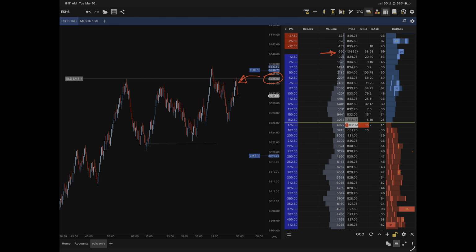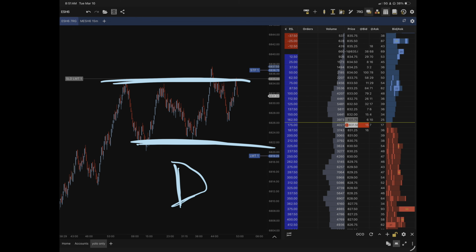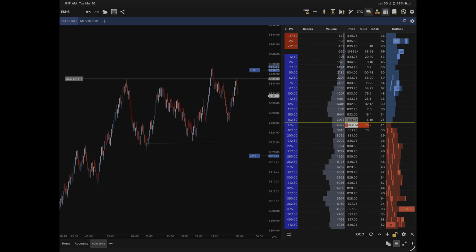You can see right here that I am short off of this 835s in the ES, just to retest the top of this range. I am running about a 1.5 point stop. So here we see a D-shaped volume profile forming.